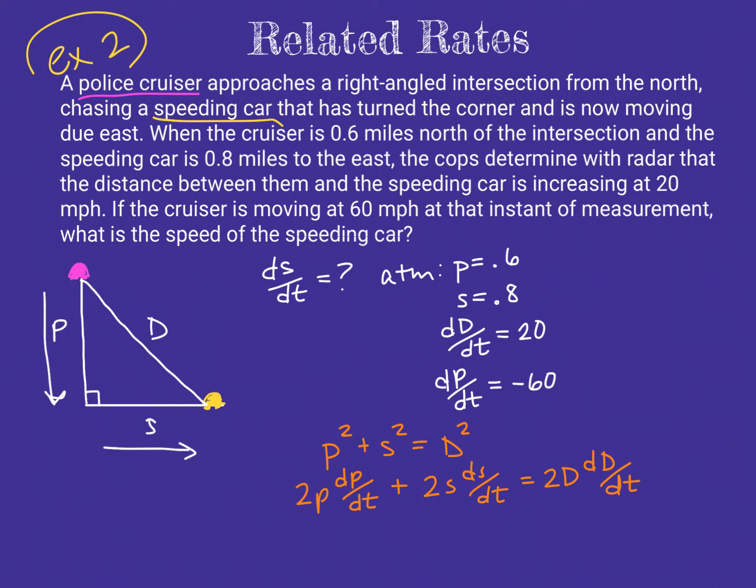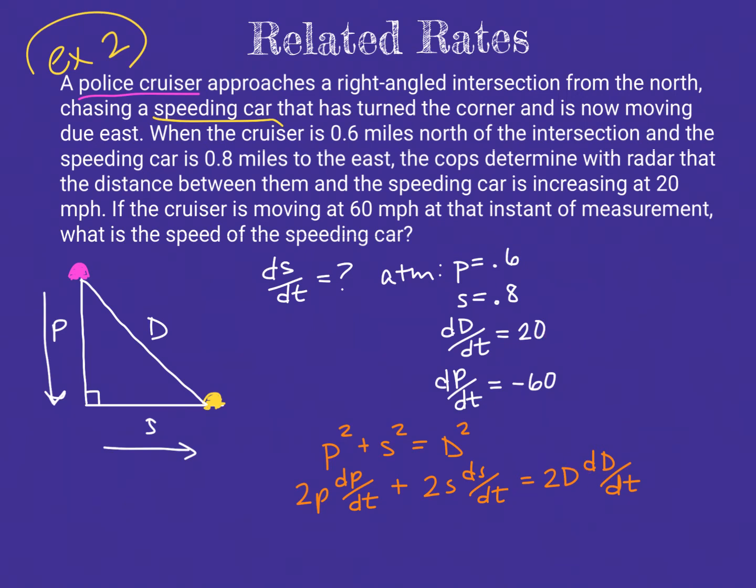Now from here, I want to note how many variables we have to plug in and what we're looking for. We have p, dp dt, s, ds dt, d, and dD dt. We have 6 different variables. So that means we need to plug in 5 of them to solve for ds dt. This is what we want to solve for. Do we know p? Yep. Do we know dp dt? Yeah. How about s? Yes. ds dt is what we're looking for. Do we know d? No. But do we know dD dt? Yes. We need to find out what d is at this exact moment.